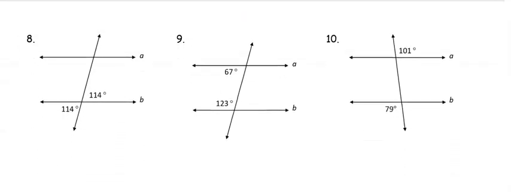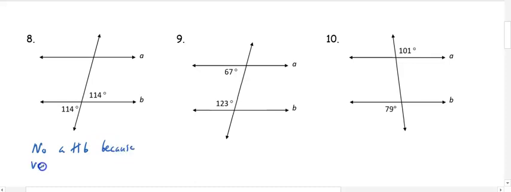In number 8, angles that are the 114 are across from each other, so they are vertical angles, so we can't prove the lines are parallel here, so we would say no, A is not parallel to B because vertical angles can't prove parallel lines.